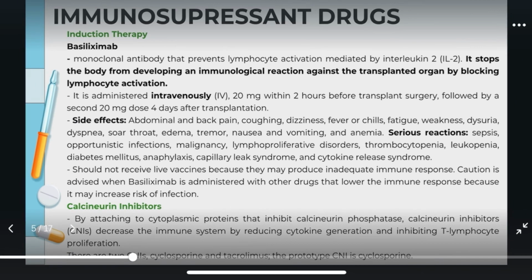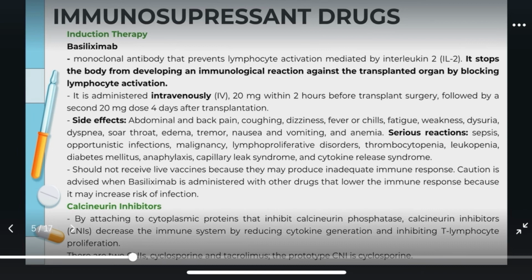So, the first immunosuppressant drug that I will be talking about is basiliximab. It is a monoclonal antibody that prevents lymphocyte activation mediated by interleukin-2. It stops the body from developing an immunological reaction against the transplanted organ by blocking lymphocyte activation. It is administered intravenously. The side effects include abdominal and back pain, coughing, dizziness, fever or chills, fatigue, weakness, dysuria, dyspnea, sore throat, edema, tremor, nausea, vomiting, and anemia.